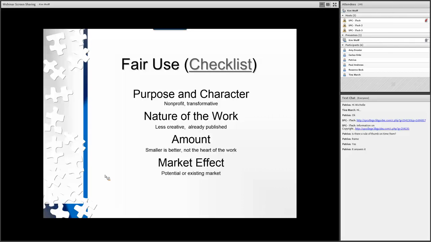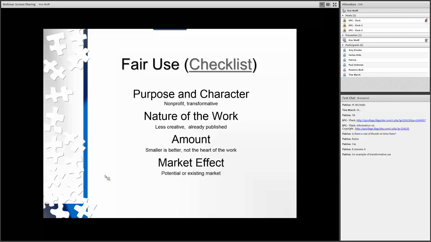And as we're looking at transformative use, we're looking at whether the use of it has been transformed in such a way that you're not really copying the original work, but that you are using some form of it, but it's been transformed into a work that may be tailored for what your purpose is in the classroom. So it may be something where you're looking at a work that may be a parody or a satire or a piece of art.